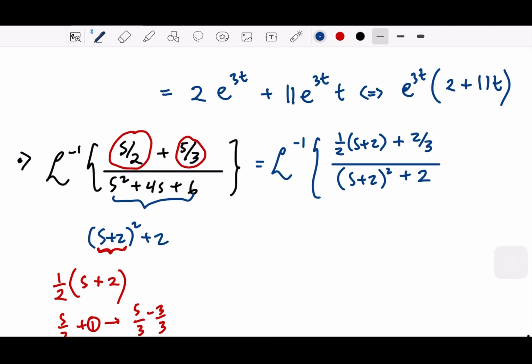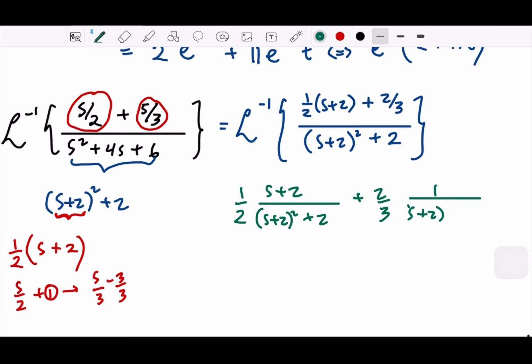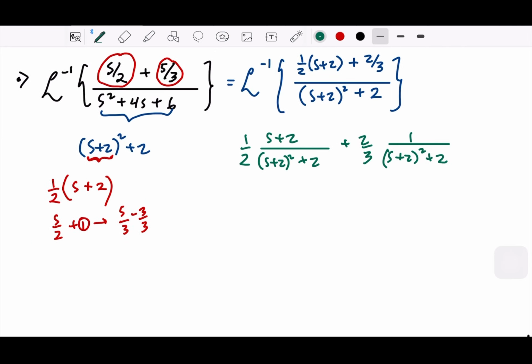Now, by looking at these equations, let me write with green color. We have half of (s plus 2), over (s plus 2) squared plus 2, plus 2 over 3, over (s plus 2) squared plus 2. So this is, I think, where we can just write the Laplace inverse.